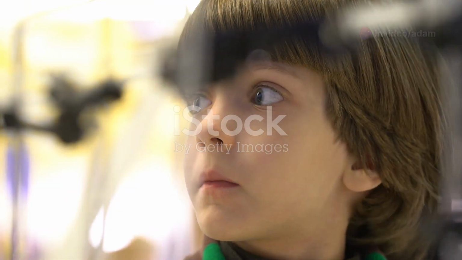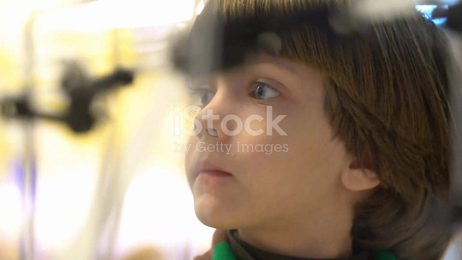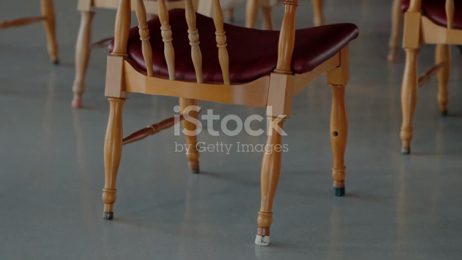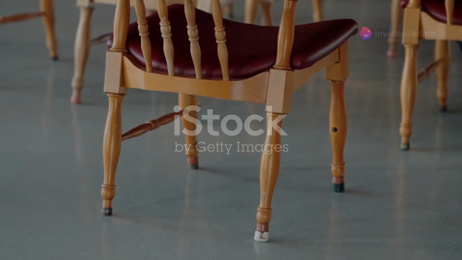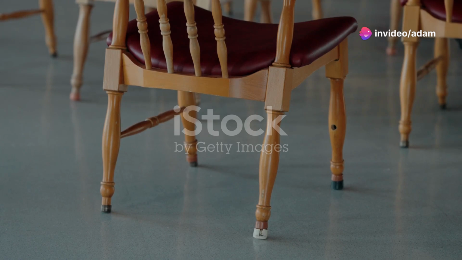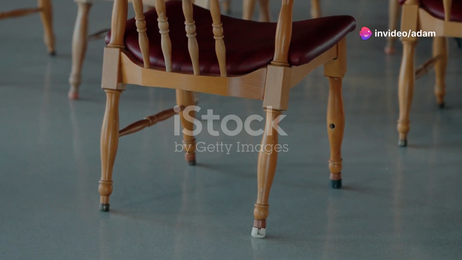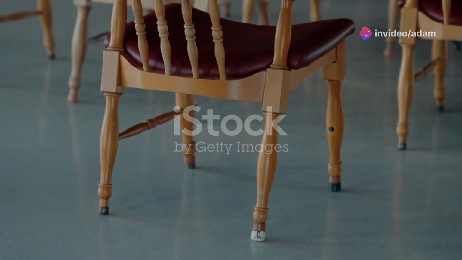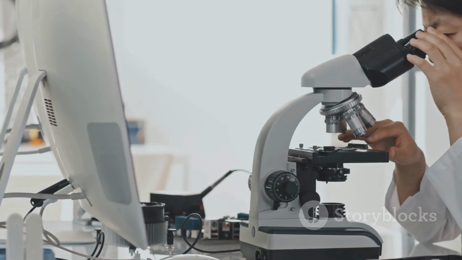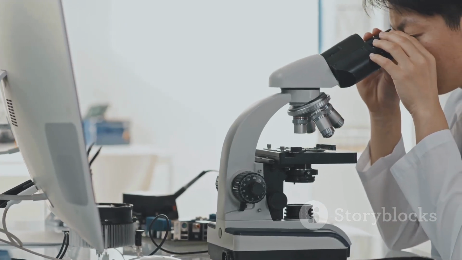Have you ever wondered what makes up everything around us? What are the building blocks of our world? From the chair you're sitting on to the air you breathe, everything is made of tiny particles called atoms. These atoms are the fundamental units of matter. They're so small you can't even see them with a microscope. That's right, not even the most powerful ones.